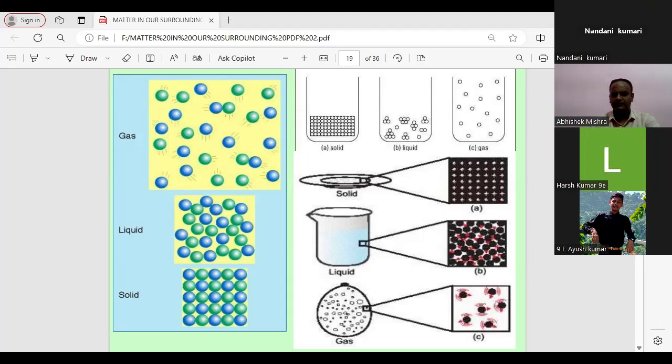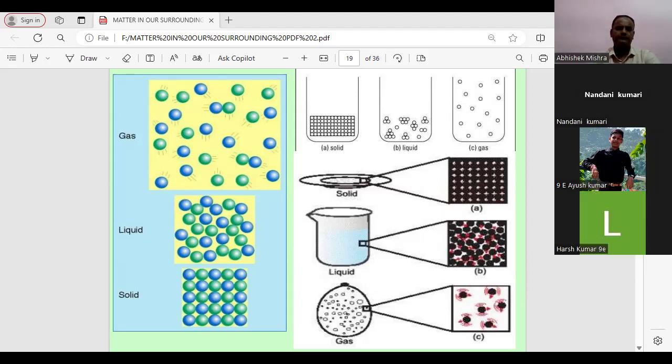Next, Nandini. Yes, sir. Particles of solid are closely packed. Particles of liquid are less tightly packed than solid, and gas particles are loosely packed. Okay, correct. Next, Durgesh.